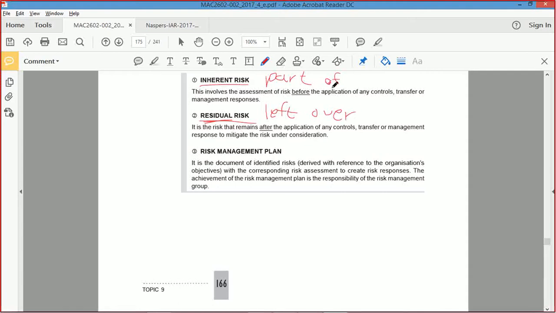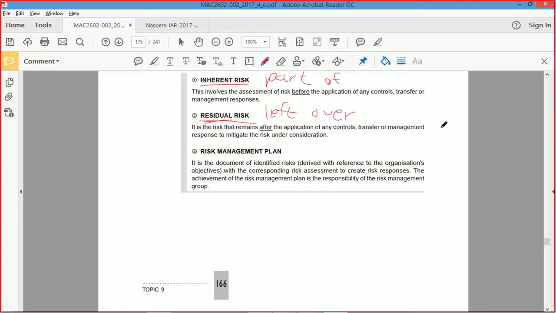Then they talk about inherent risk, residual risk, and then they talk about a plan. Inherent means something that's part of. Residual is something that's left over. Let me ask you this: is it possible to eliminate risk completely? No, sir. It's impossible. There's always an element of risk. Do you agree? Yes, sir.